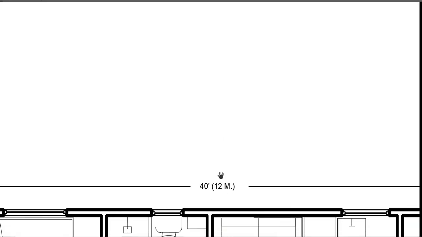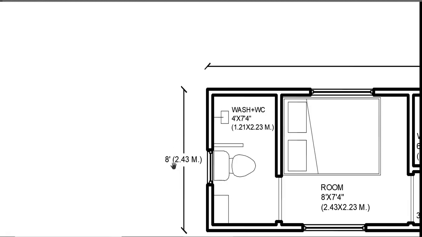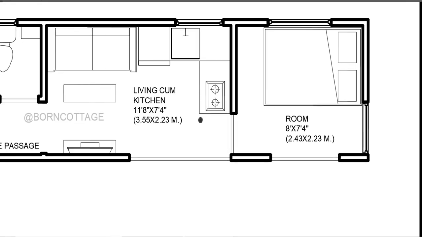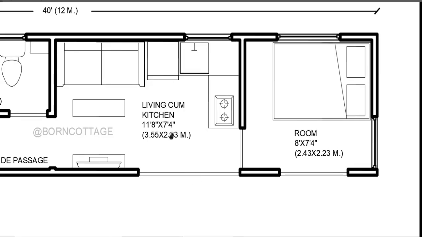This is the floor plan of the house. The total area I have taken is width 40 feet, in meter 12 meter, and the length is 8 feet, in meter 2.43 meter. In the front we have a sliding door here. After that we will go inside.